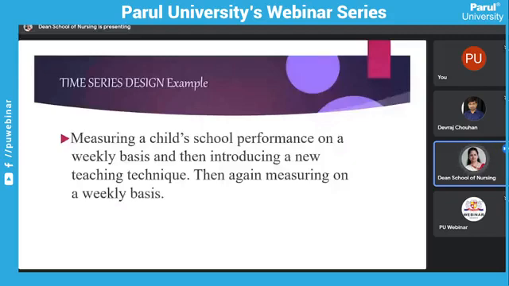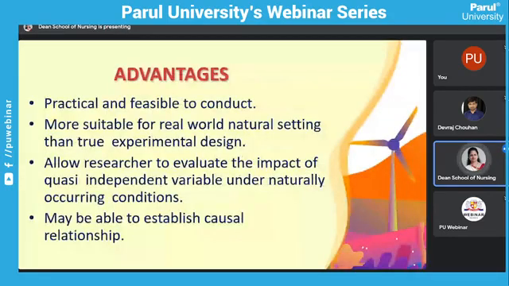Advantages: it is practical and feasible to conduct. It is more suitable for real world natural settings than true experimental design. It allows the researcher to evaluate the impact of a quasi independent variable under natural conditions. It may be able to establish a causal relationship.